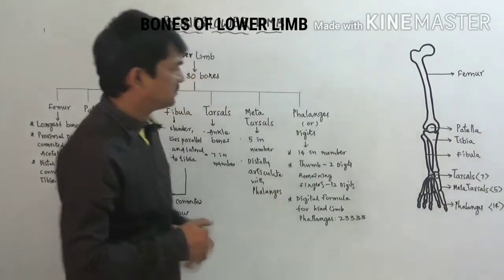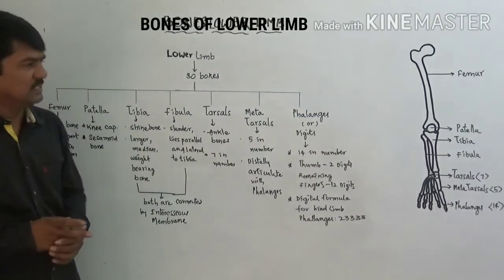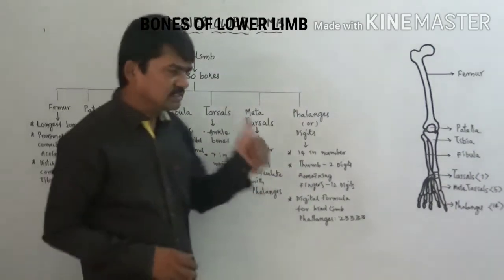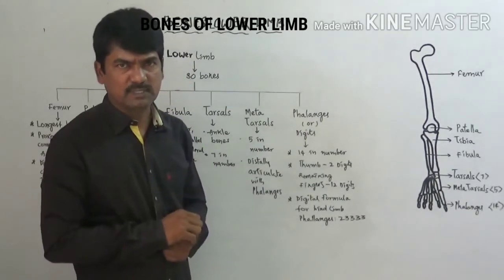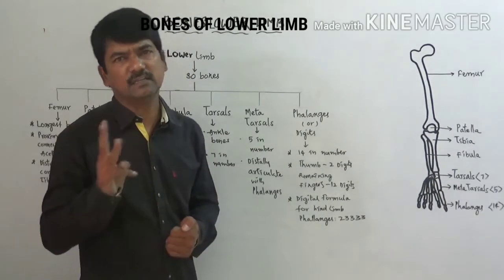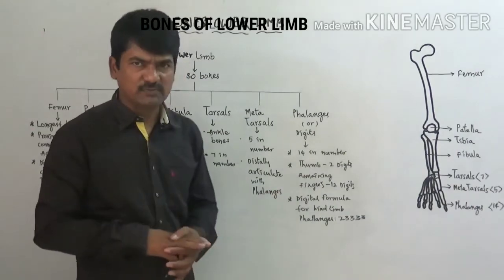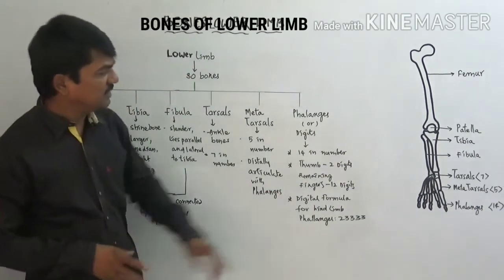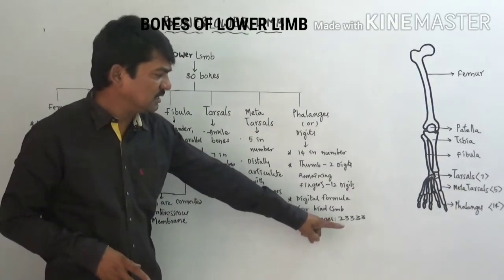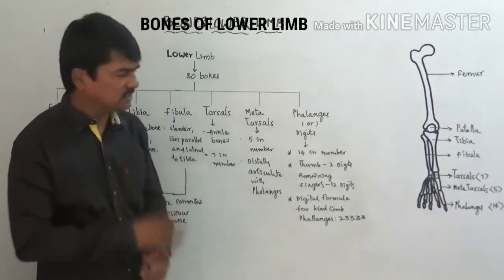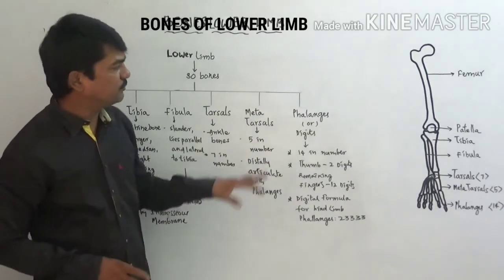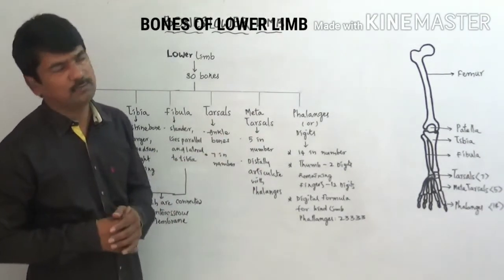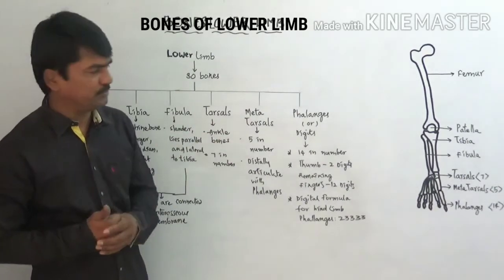And next, phalanges. Phalanges are also known as digits. There are 14 phalanges present; in the thumb only 2 phalanges are present, and the remaining fingers have 3 phalanges each. If we see the digital formula of the hind limb, it is 2, 3, 3, 3 and 3. This is the digital formula of phalanges identified in the limb of human beings, that is, for the hind limb or lower limb of human beings.